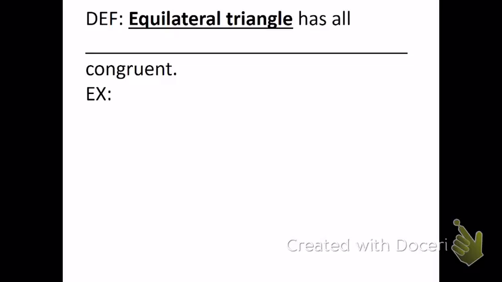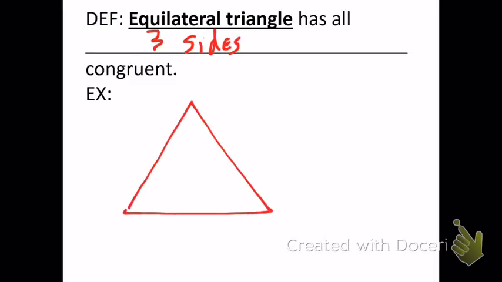An equilateral triangle has all 3 sides congruent. The word equilateral: equi means equal, lateral means side. So all 3 sides in an equilateral triangle are the same. It looks something like this. I would mark it with tick marks to show that all 3 lines are congruent. Equilateral triangle.